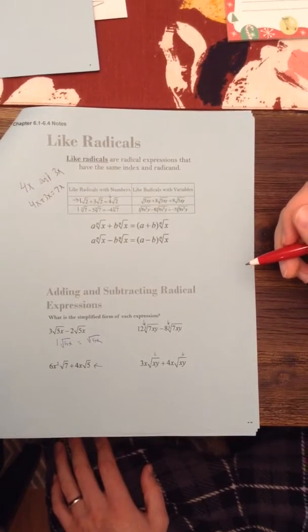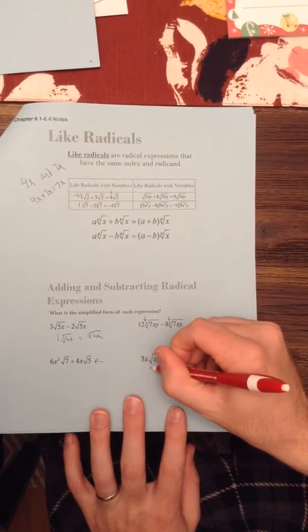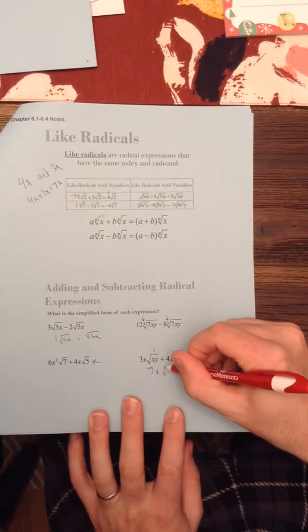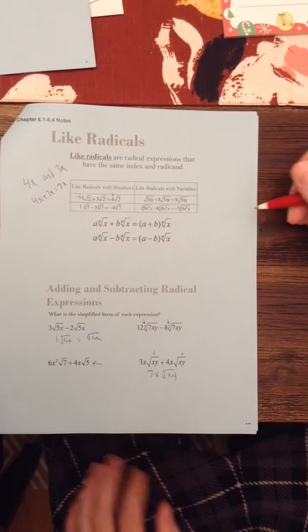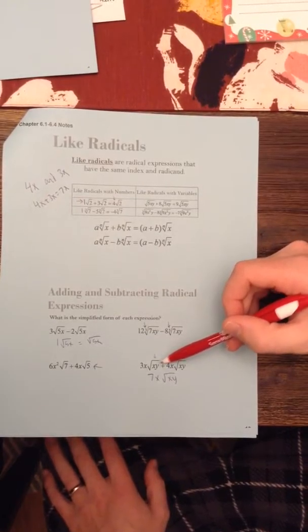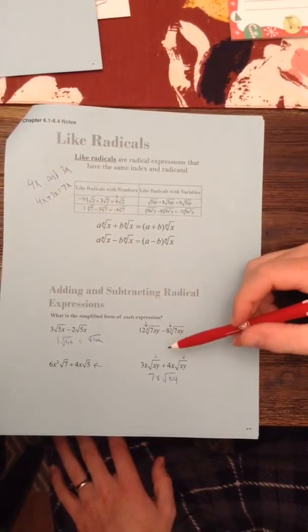Now here we do have the square root of xy and the square root of xy, which means we have like radicals and we can add these together. So 3x plus 4x would give us 7x, and you'd have the square root of xy on there at the end. Notice again when you add these together, the radical stays the exact same. You don't make it 2 or anything like that. You leave it as the square root of xy.